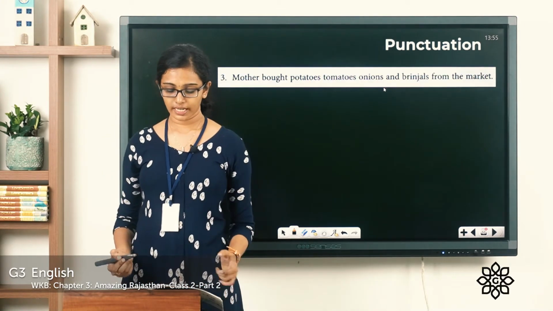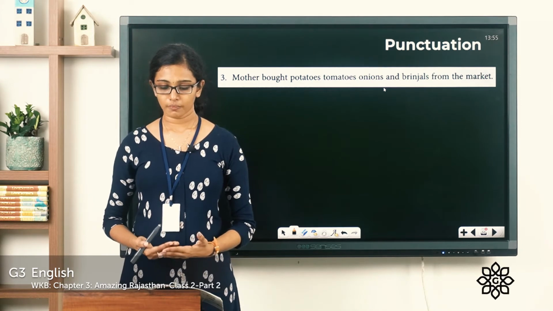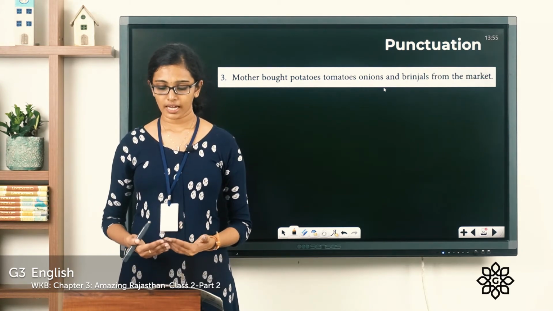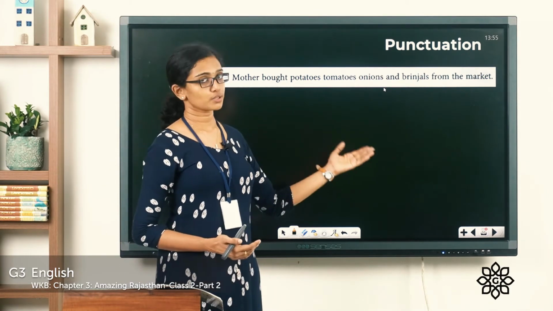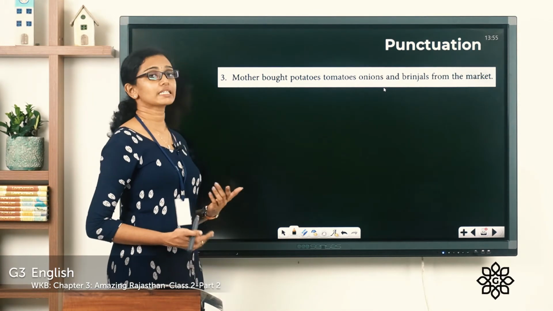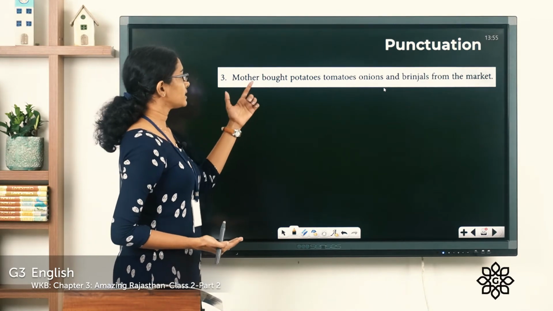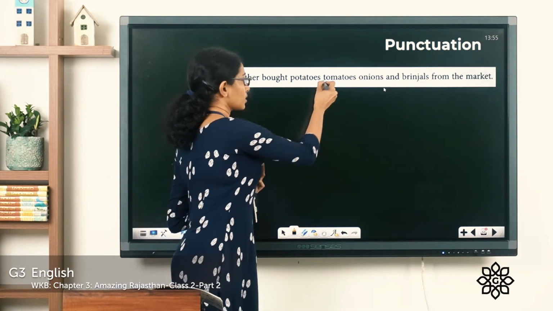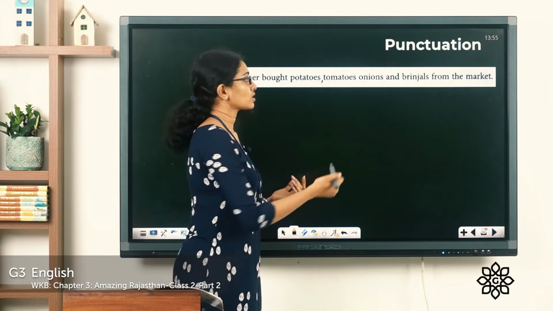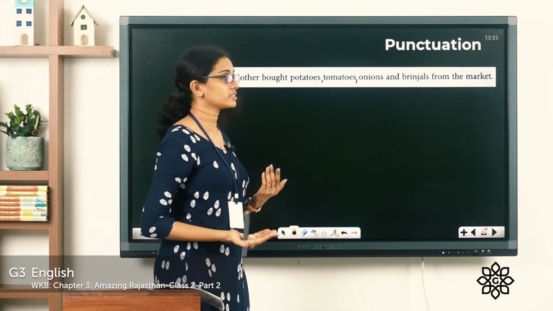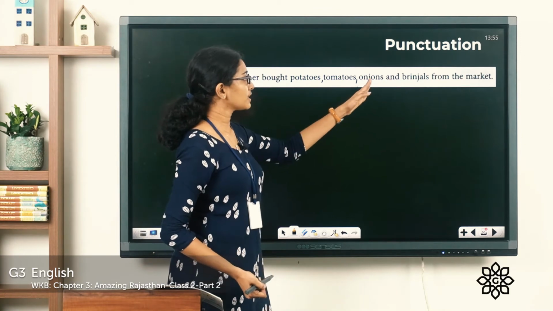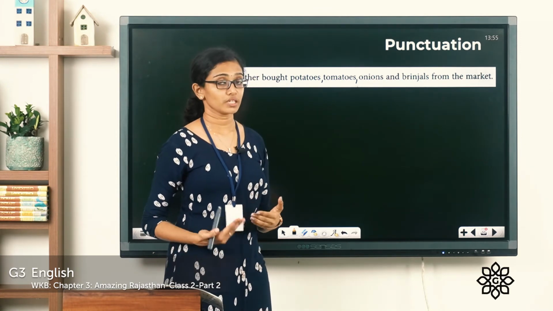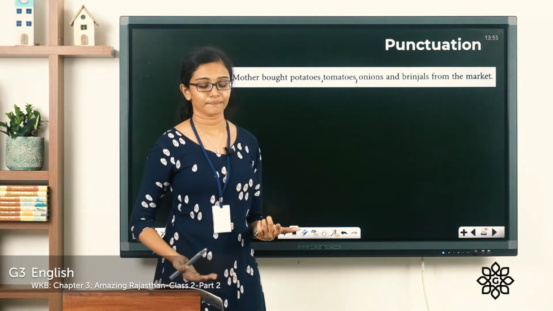Now, the third question. Mother bought potatoes, tomatoes, onions and brinjals from the market. So, there are more than 2 items. Let's separate each of them by inserting commas in between. Mother bought potatoes, comma, tomatoes, comma, onions and brinjals from the market. Since there is an 'and' between onions and brinjals, no need of inserting a comma in between them.